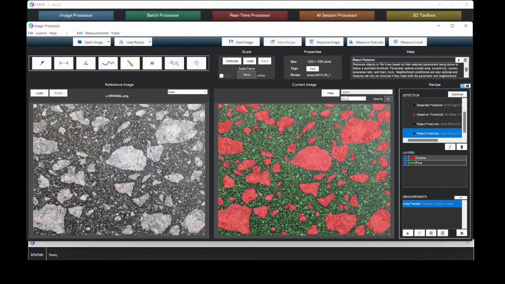All these capabilities, detection, area fraction measurement, and report generation, are also available when processing batches of images.